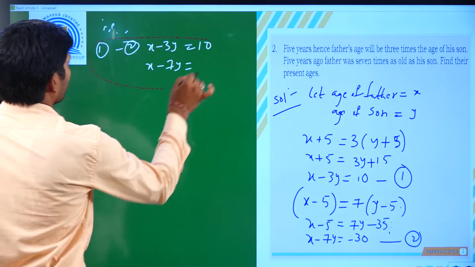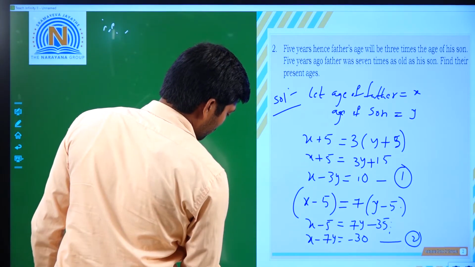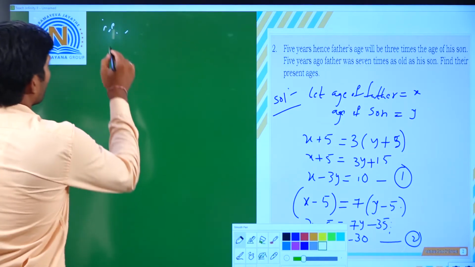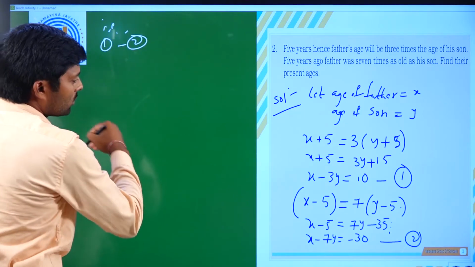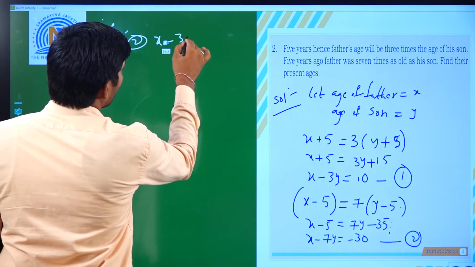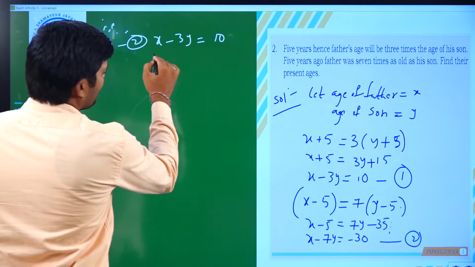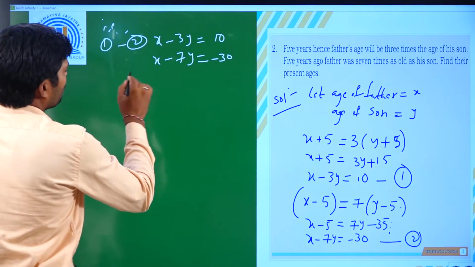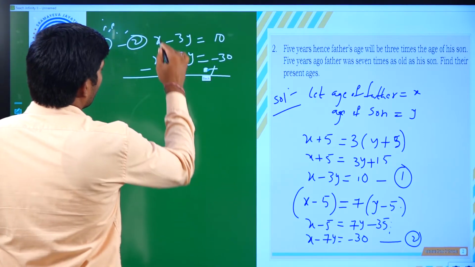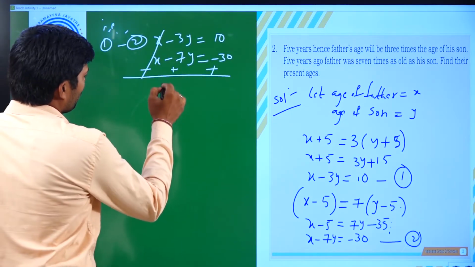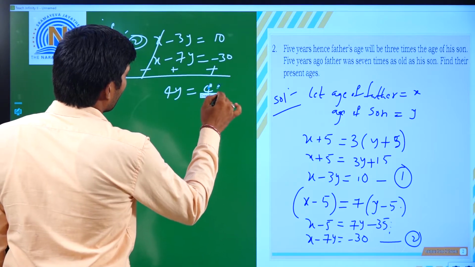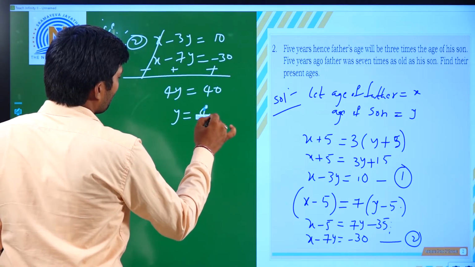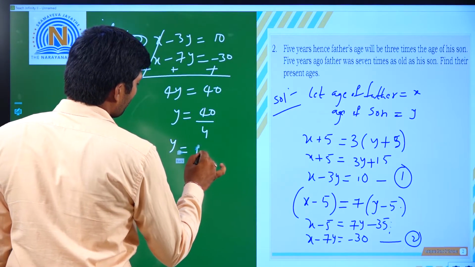So we can write like this. Subtract equation 1 and 2, that is x minus 3y is equal to 10. The second equation is x minus 7y is equal to minus 30. So subtract these two, will become plus. Here x and x will get cancelled. So it will become 4y is equal to 40. So y is equal to 40 upon 4. So y is equal to 10.